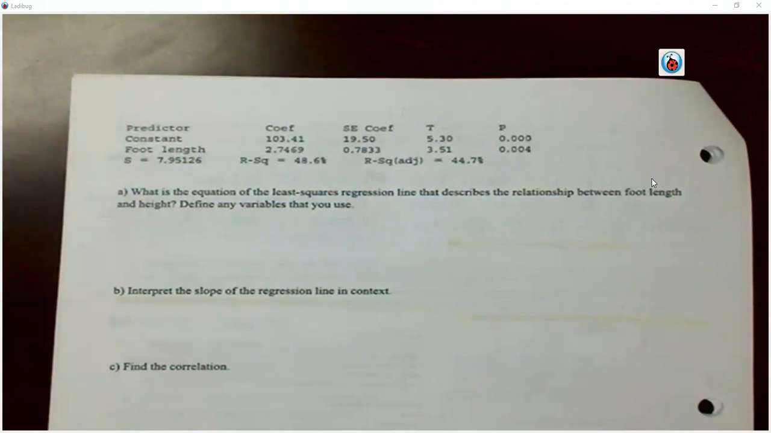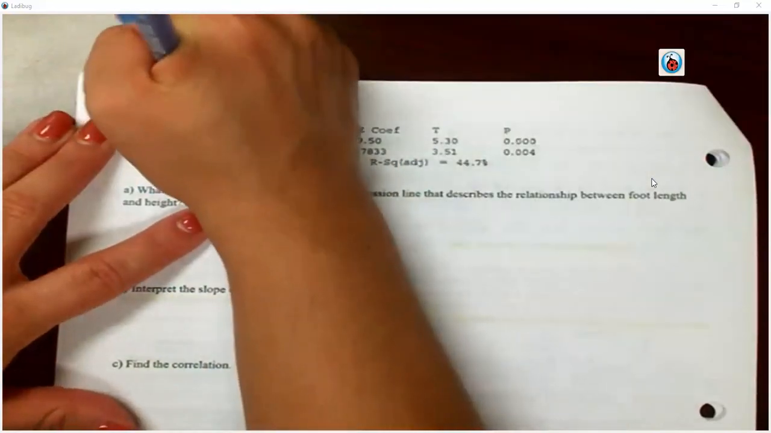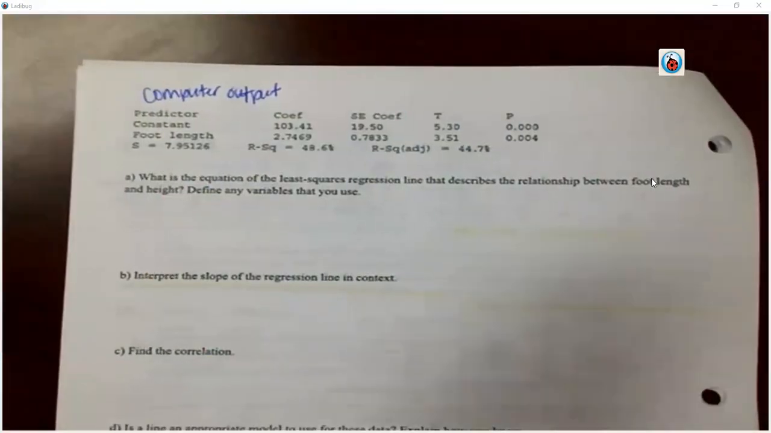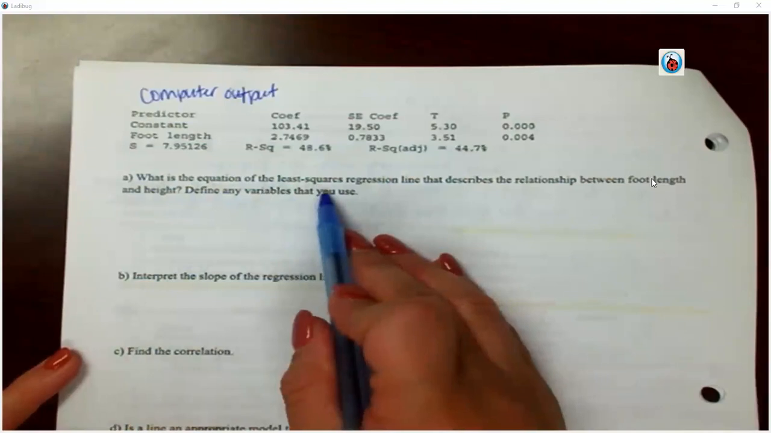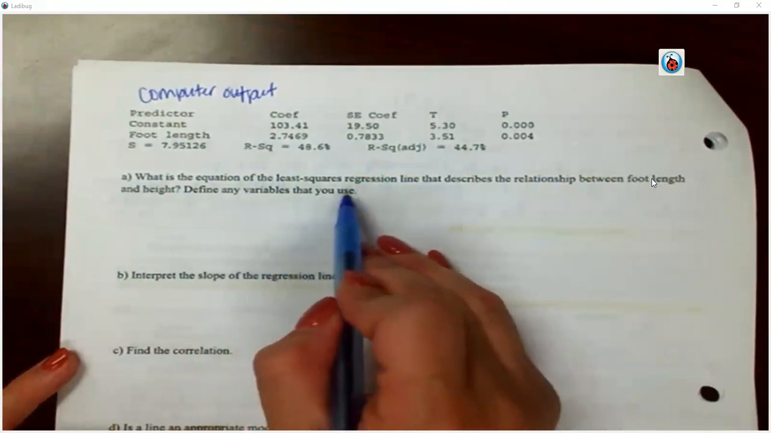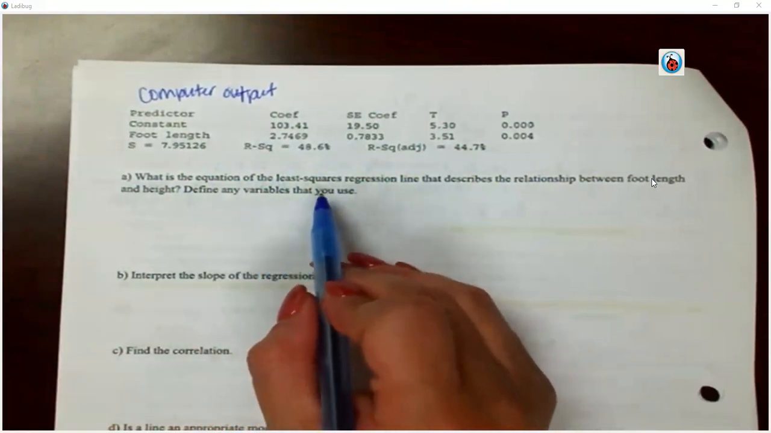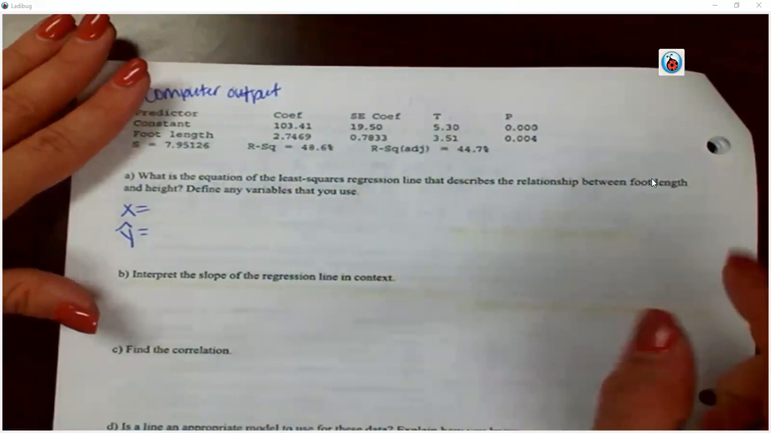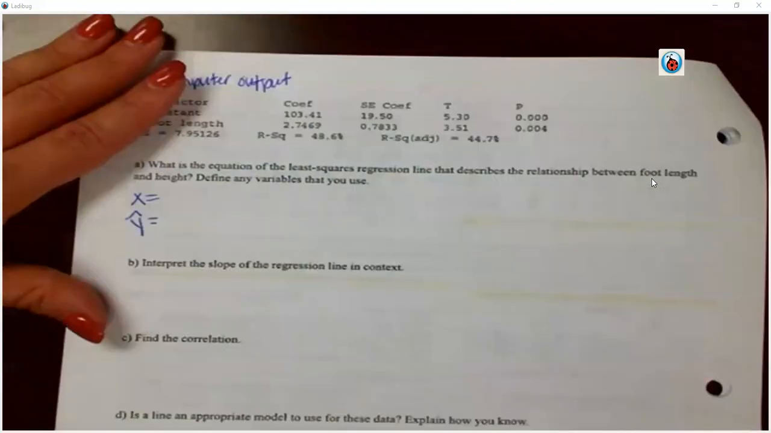Now, when it comes to the computer output, you should be able to determine the equation. So this is the computer output. So let's look at the first question. It says, in A, what is the equation of the least square regression line that describes the relationship between foot length and height, and define any variables you use? Now, there are two different ways to do this. You can either identify what your X is and what your Y hat is, because remember, you need to know this separately and then write your equation, or you can write it within the problem, okay? So in this case, X we know is going to be the foot length.